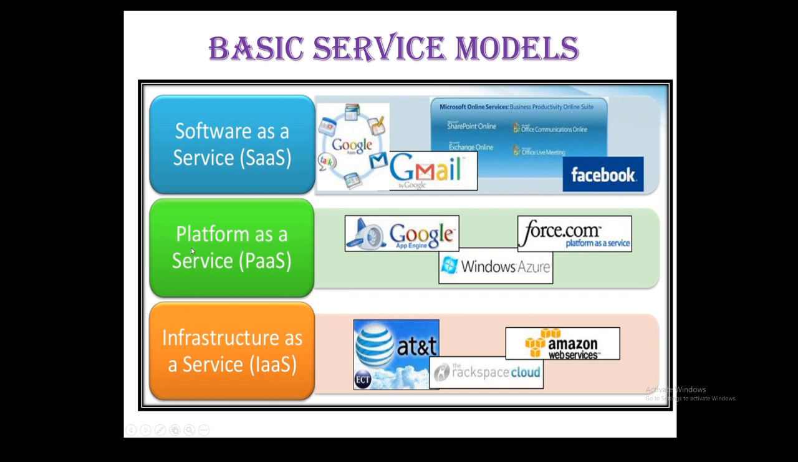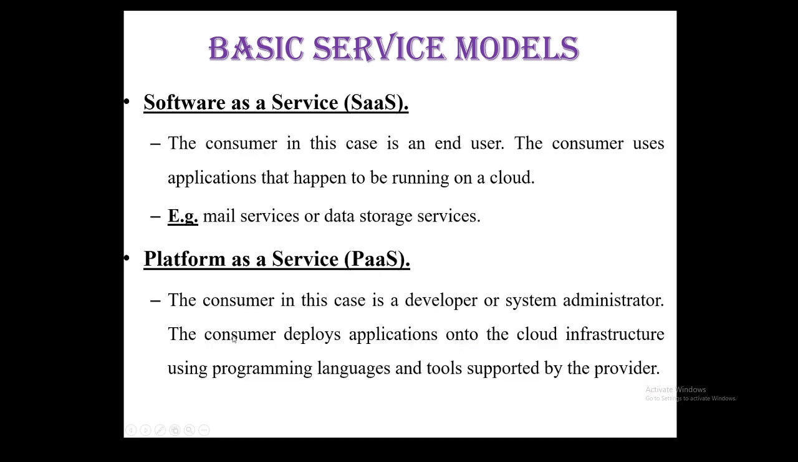Next one is platform as a service, where Google App Engine, Force.com, and Windows Azure can be used as a platform, where you have all the different types of operating systems and everything that you can make use of, right? Next one is infrastructure as a service, which provides different types of environments. If you would like to make use of web services or software or something else, you can do so by using infrastructure as a service. So these are the explanations.